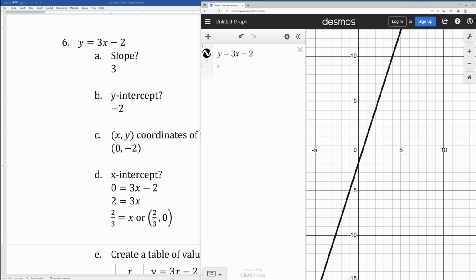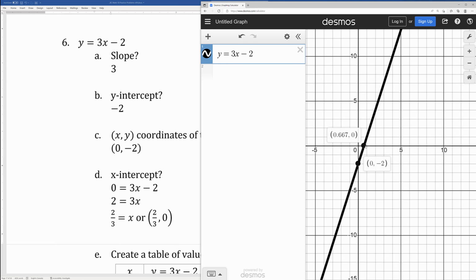As for the y-intercept, we can see that this number here, minus 2, means that the line crosses the y-axis at negative 2. When the y-intercept is negative 2, it means that the x value is 0. 0, comma, negative 2 are the coordinates of the point of intersection.